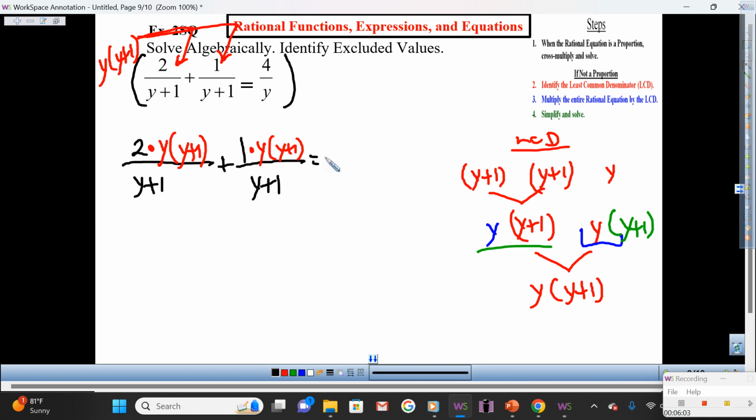Equal 4 over y. And then we distribute the LCD. So this is times y plus 1. All right, now that we're there, tell your neighbor the next thing that we're going to do. What do we do next?